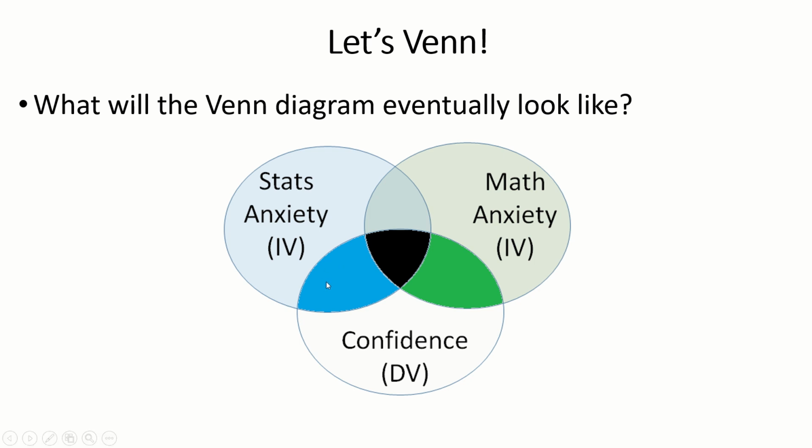It's possible that the blue shaded portion may be bigger, it may be possible that the green shaded portion may be bigger, or they're about equal. We will see.